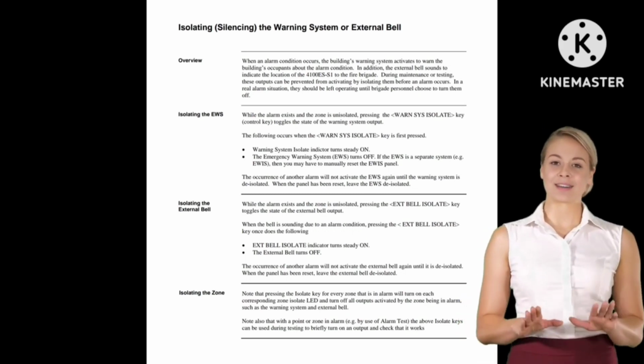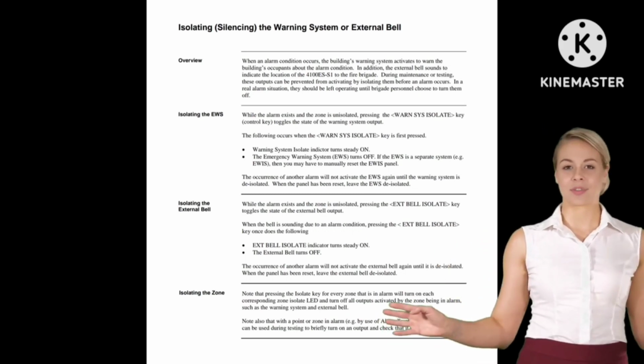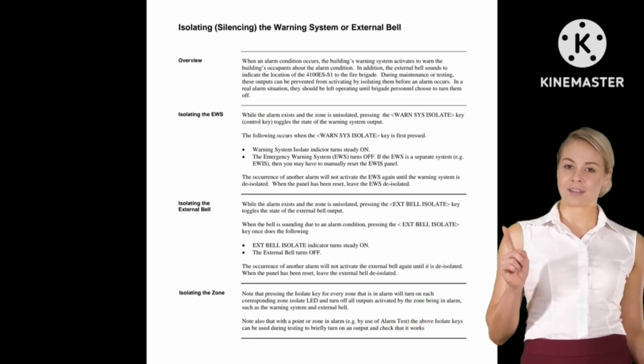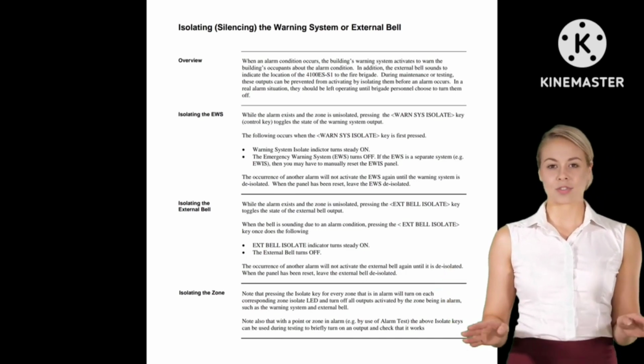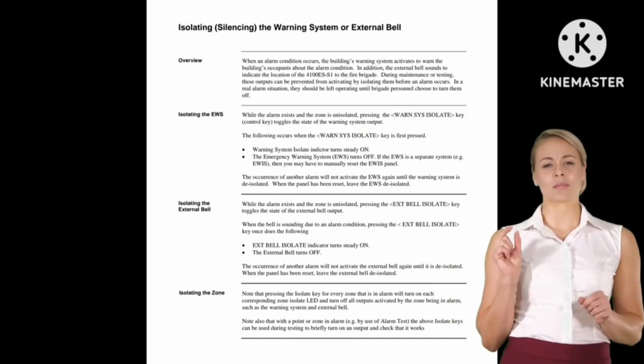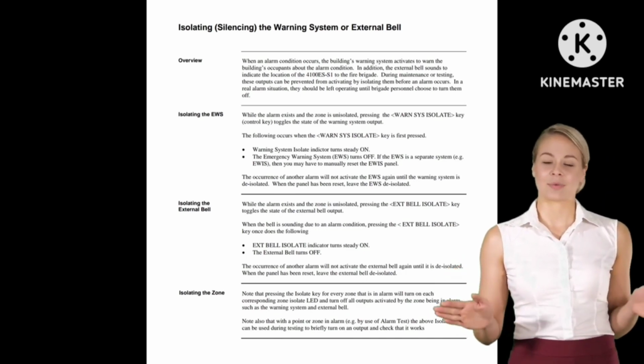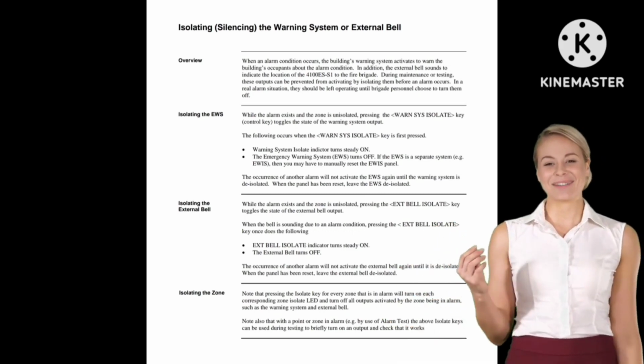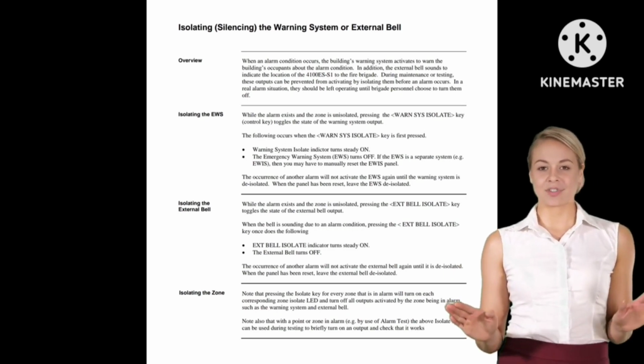Note that pressing the isolate key for every zone that is in alarm will turn on each corresponding zone isolate LED and turn off all outputs activated by the zone being in alarm, such as the warning system and external bell. Note also that with a point or zone in alarm, e.g. by use of alarm or the above isolate keys, they can be used during testing to briefly turn on an output and check that it works.